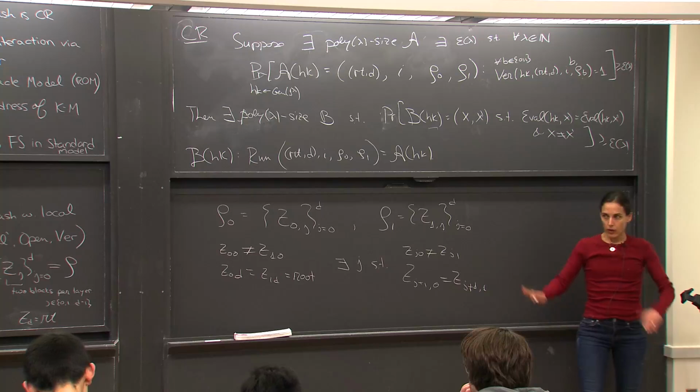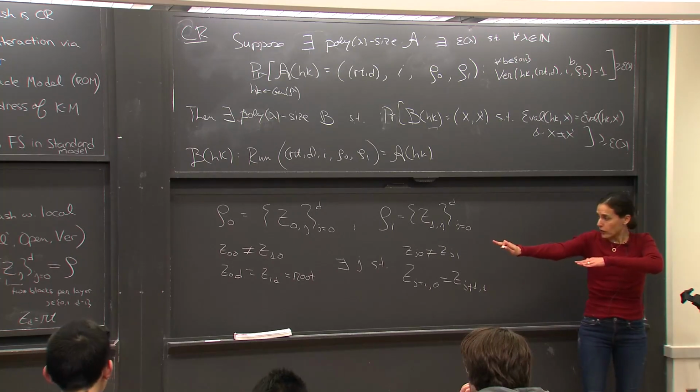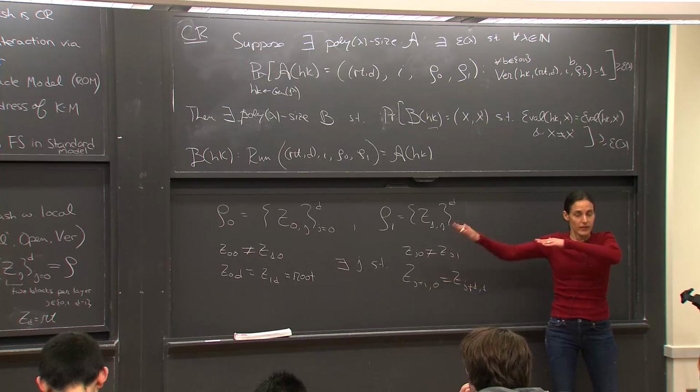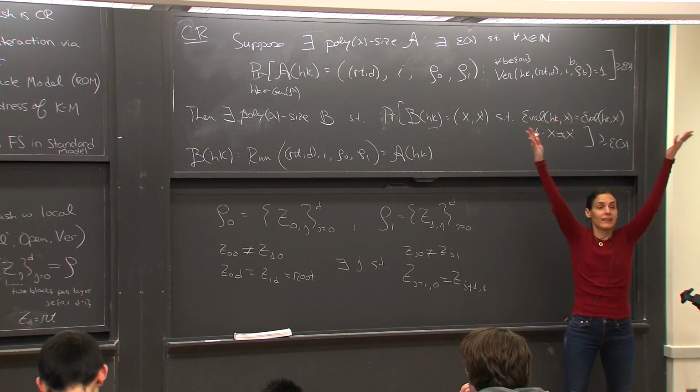Okay, they disagree here. How about one layer above? Do they agree? If they agree, great, then that's going to be our J plus 1. They disagree? Let's go up, until at some point they'll agree, because on D they agree.